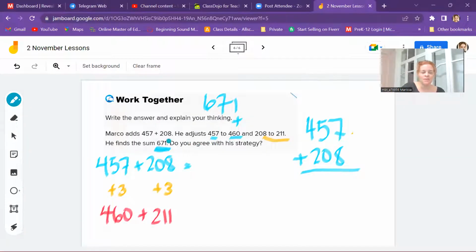So your book says Marco adds 457 plus 208. That's from this one here. Okay, so 457 plus 208. He adjusts 457 to 460, that means he pluses 3, and 208 to 211, and he pluses 3 more. That's what he's done. Are this and this going to be the same answer?